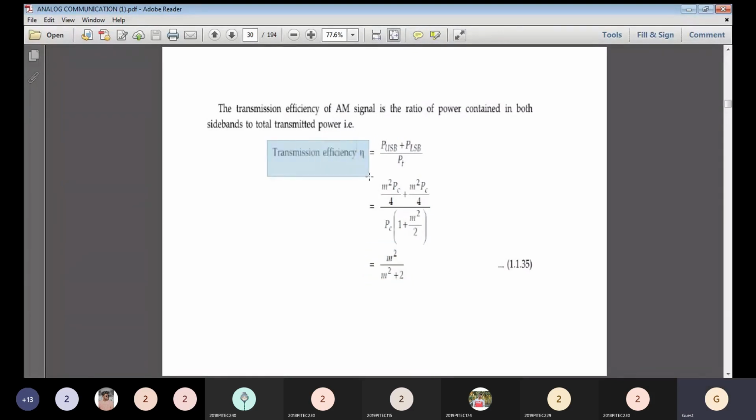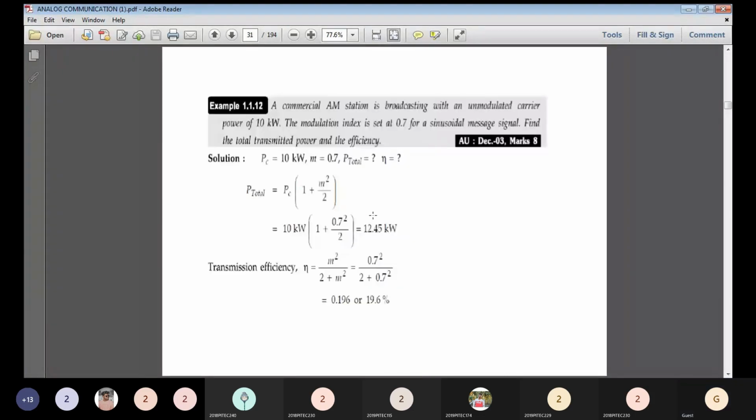So the transmission efficiency depends on what parameter? The m parameter, that means m square, and m means the modulation index. In the first class itself, I informed you the modulation index is the important parameter. The modulation index decides the degree of modulation, and the transmission efficiency is also calculated depending on the modulation index. So m square divided by m square plus 2. Let us use this to solve one problem.